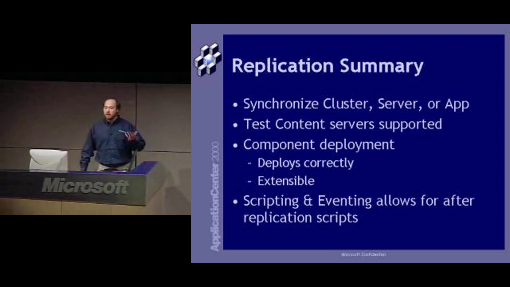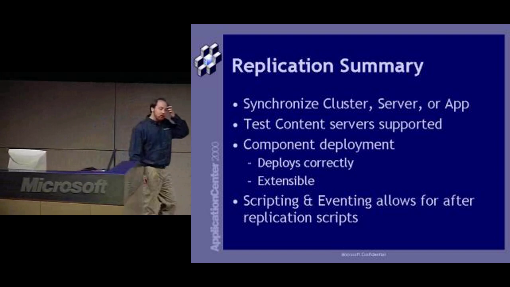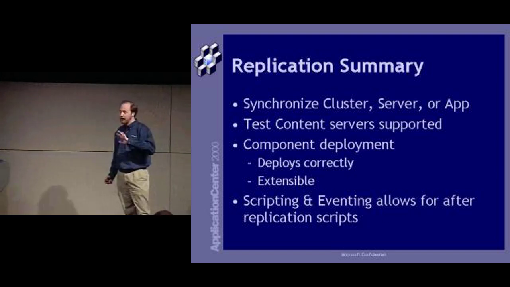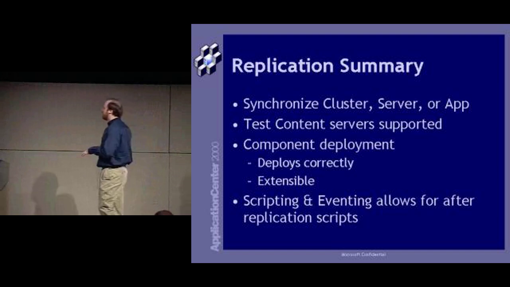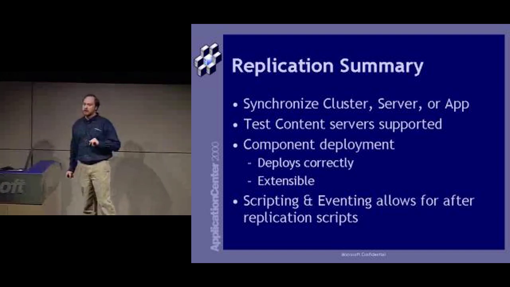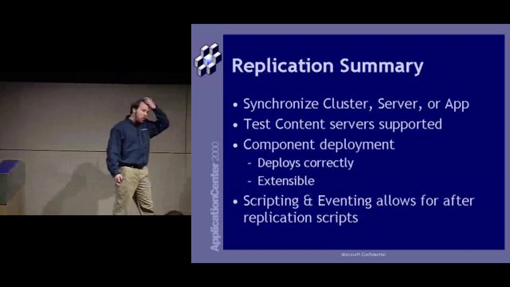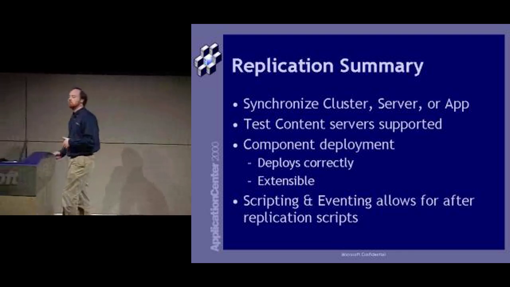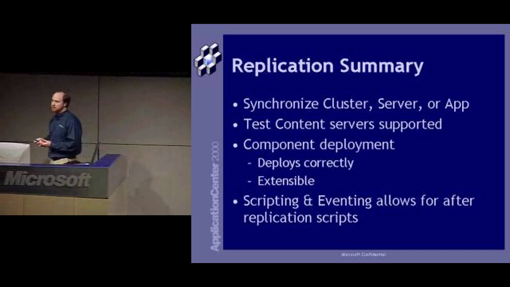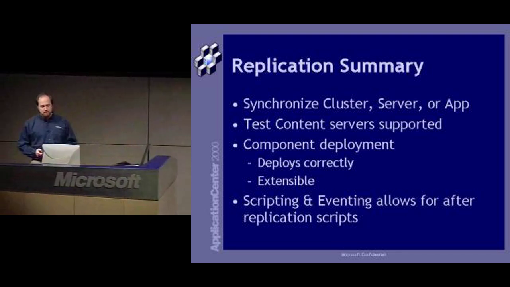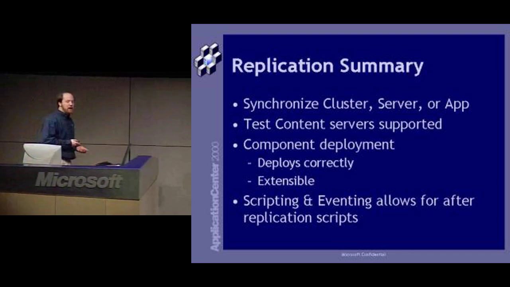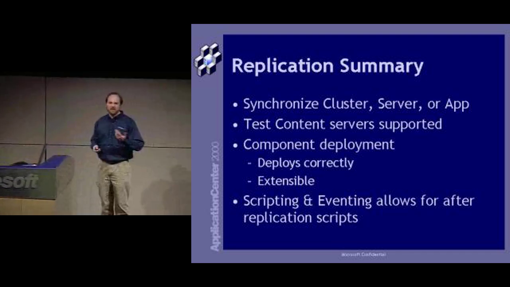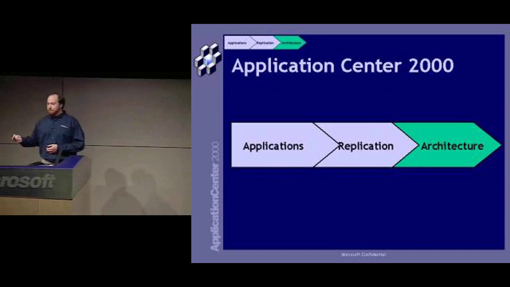We support component deployment. So we will deploy correctly, and we know that we'll get like 80% of this right just out of the bag. But we also know that there's some very complicated and clever components out there which will require extra work on your part to deploy them correctly, which is why we made it extensible, right? That's why we have our scripting and command line events there. And of course, I just talked about the scripting and eventing, which allows you to do an after replication script, or actually just to monitor replication to make sure it went OK.